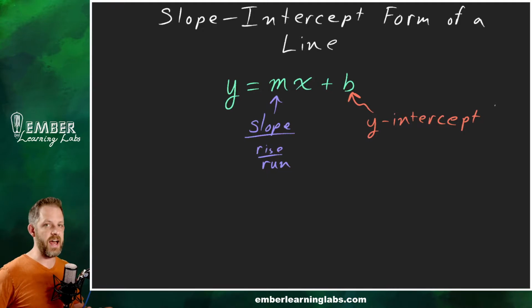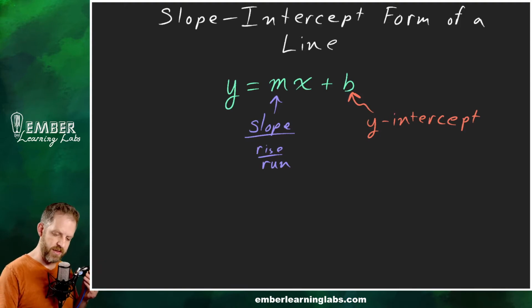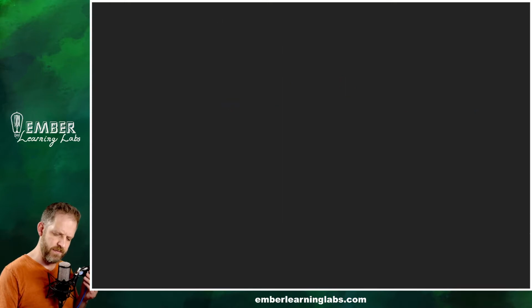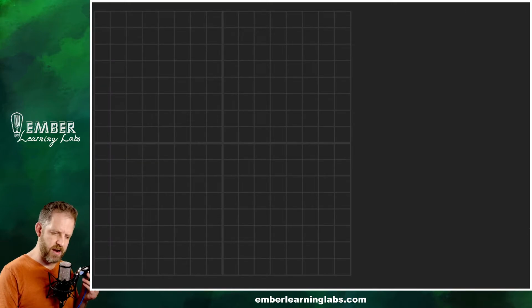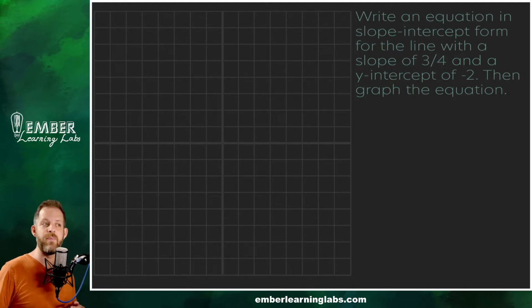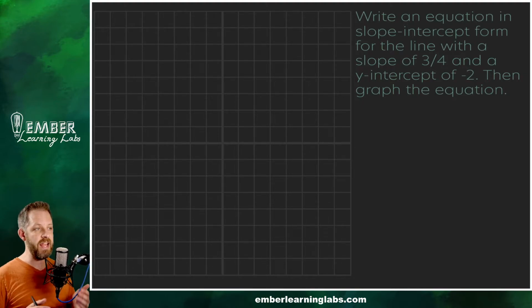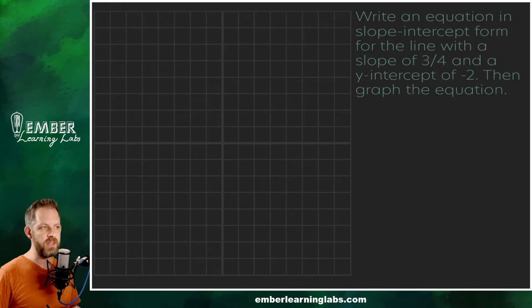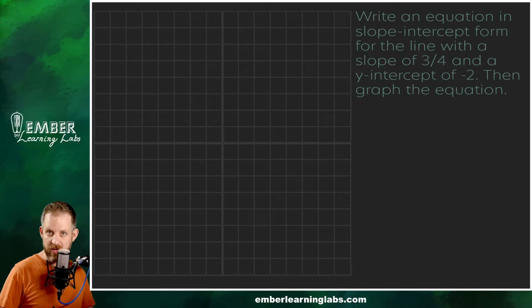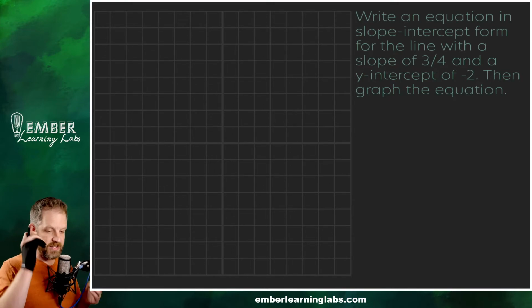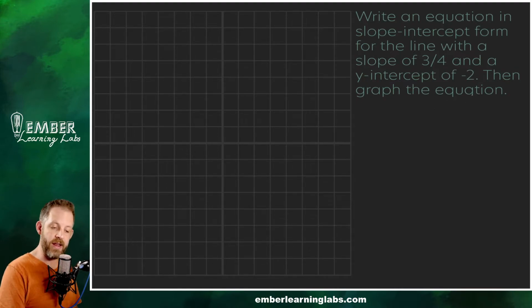Now, let's look at how to get the slope-intercept form of a line and how to graph from it with an example, right? So let's get a grid on there and let's get an example. Our first example is we're going to write an equation in slope-intercept form for the line with a slope of 3/4 and a y-intercept of -2. Then we're going to graph the equation, right?